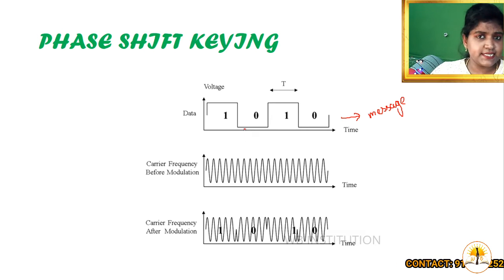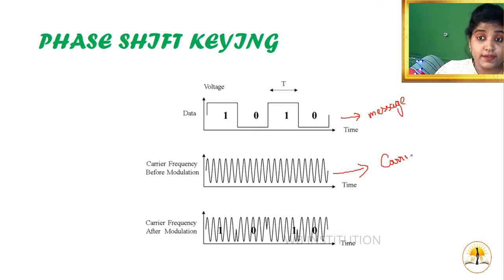What is your second signal? The carrier signal. That should be a continuous, sinusoidal signal. Can you see the continuous signal over here? Yes, the second signal is the carrier signal. Now we have got a beautiful graph as an output. We have to know what is happening here in order to draw this.